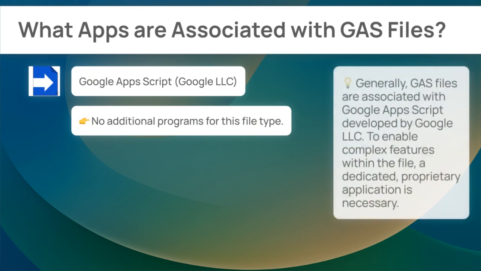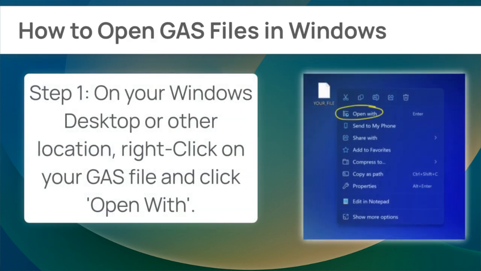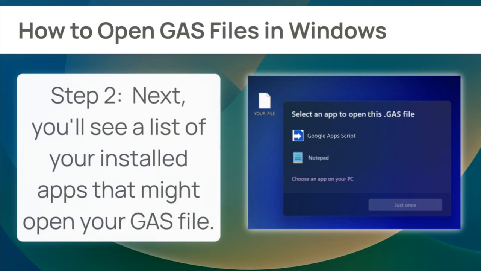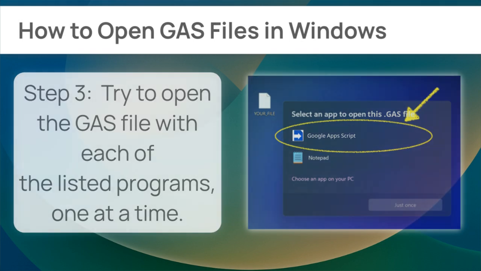Native Windows association often leads to errors due to the file's complexity and proprietary format. Windows cannot interpret scripting languages automatically, requiring the proper toolset. Your first move is to identify the possible decoders. Right-click the GAS file and choose Open With. Use Google Apps Script if it is installed. If it's missing, select another program. Testing is the fastest diagnostic method.